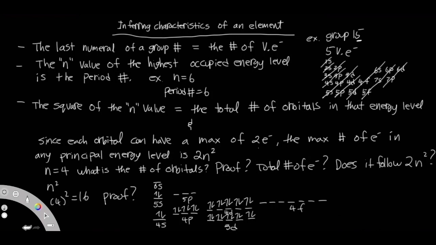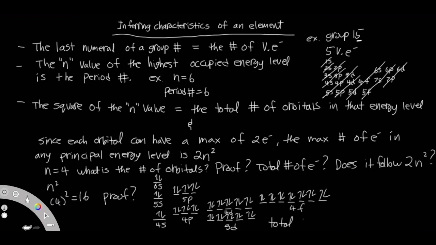After the 4d, we go to our 5p. Then after the 5p, we go to our 6s. After the 6s, you go to our 4f. 7, 14. Okay, now that we've done all of this, we need to find the total number of electrons.